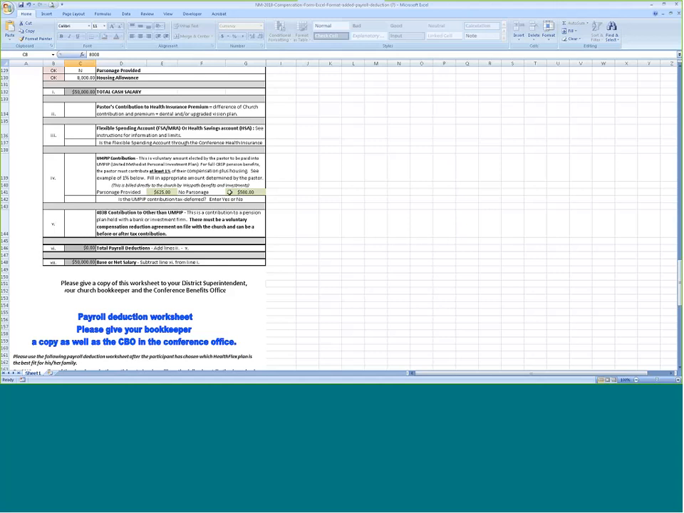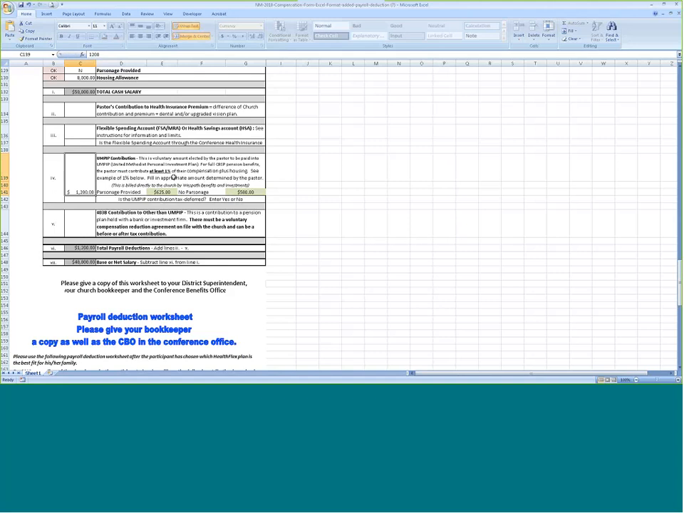This is $580 for the year if they don't have a parsonage, and this is $625 as an example. These are examples. The pastor can choose to put $1,200 in for the year, and that's the pastor's choice.